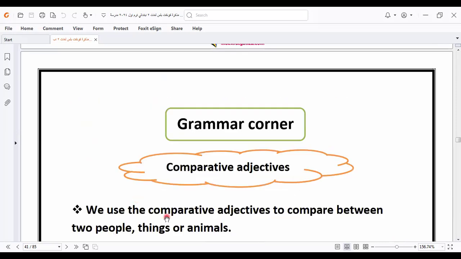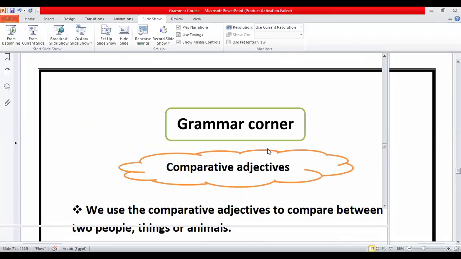Here is the comparative adjective. I have a slide about this lesson. I would like you to learn from this PowerPoint slide.